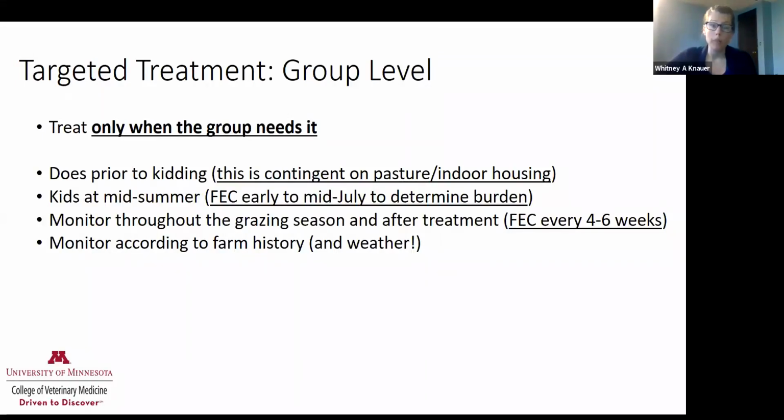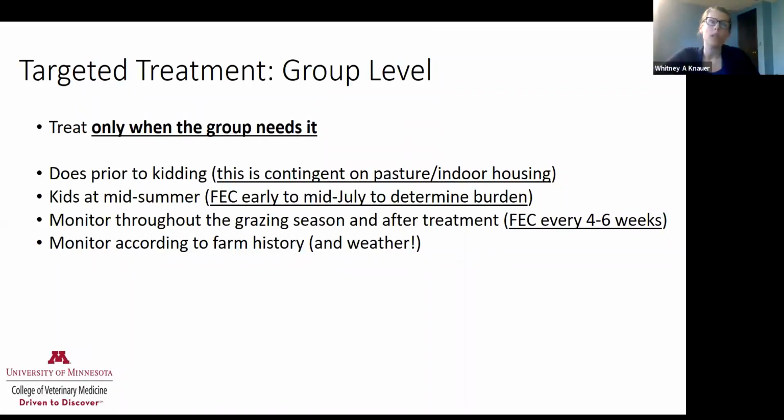Dose prior to kidding, perhaps, and this is certainly contingent on whether or not they're going to go out to pasture or whether they're in indoor housing with their kids. Kids or ewes, kids or lambs at midsummer. So we could do a fecal egg count in mid-July to determine burden. We can monitor throughout the grazing season and after treatment, so we could do a fecal egg count perhaps every 4 to 6 weeks and then say, okay, when burdens are rising, we're going to deworm everyone.